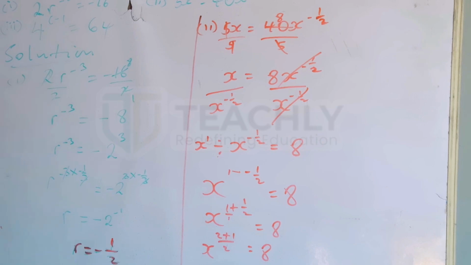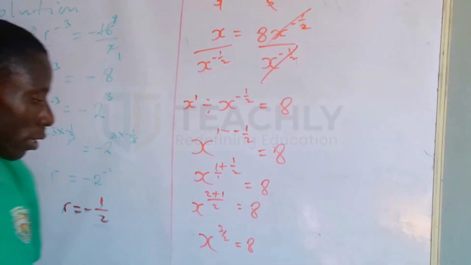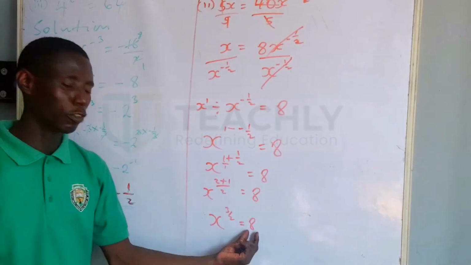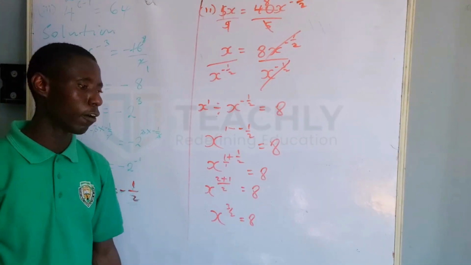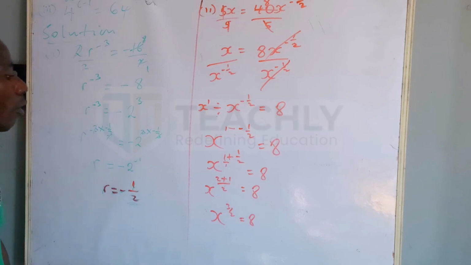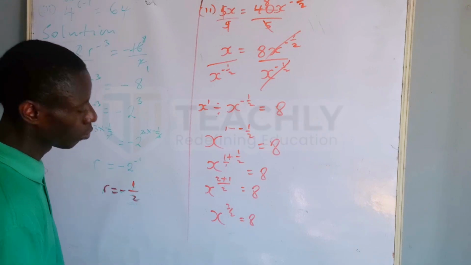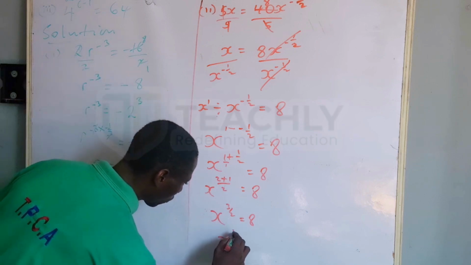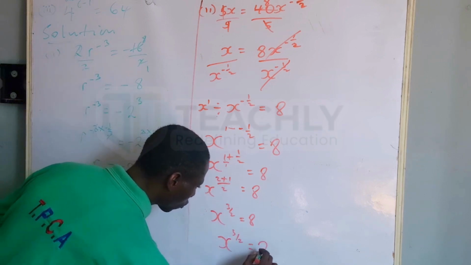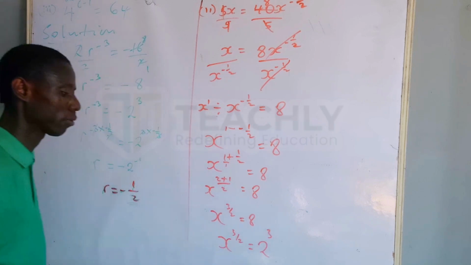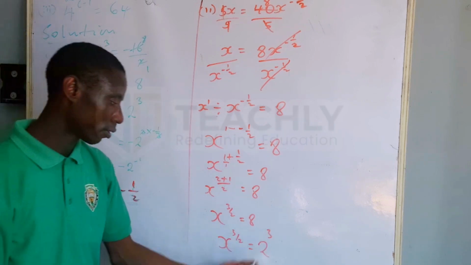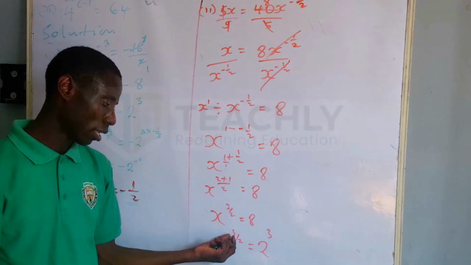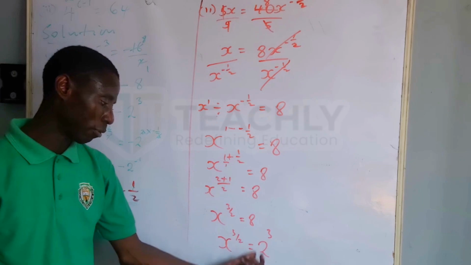According to the rule, you can remove this, but before then, let me express my 8 as a power of 2, in base 2. If you express 8 in base 2, it's going to be x^(3/2) = 2^3, since 2 times 2 times 2 is 8. And here I don't want the power again. I want only x here.